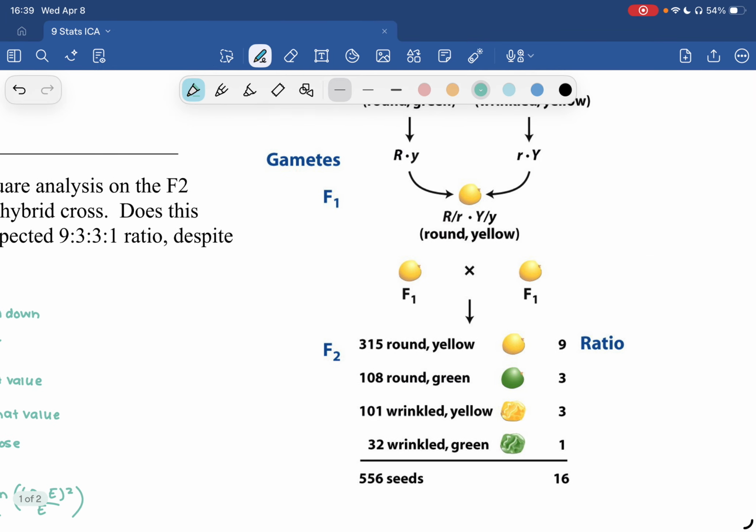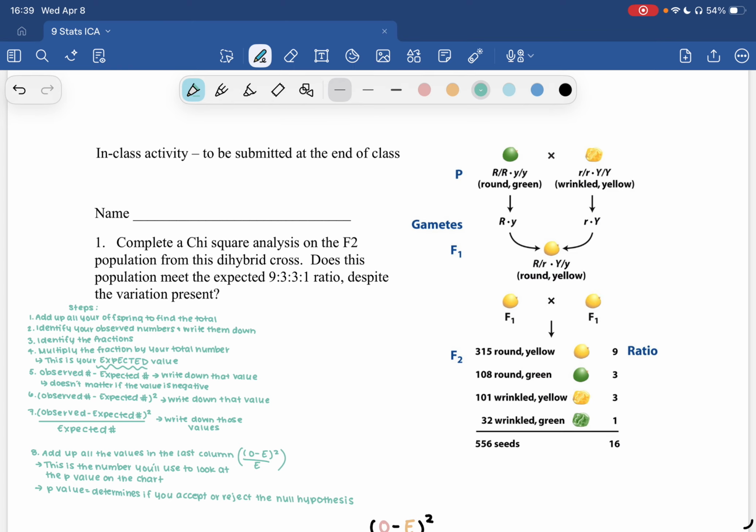Okay, the next thing, so here's what we're working with. The parents were round and green and wrinkled and yellow. The first set of gametes, the F1 generation, ended up being round and yellow. So then they crossed them again, and this is the ratio they got. They got 315 round yellow, 108 round green, 101 wrinkled yellow, and 32 wrinkled green, for a grand total of 556 seeds. The first thing that I want to make a note of is the total number.